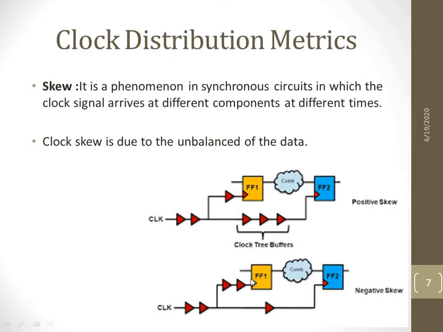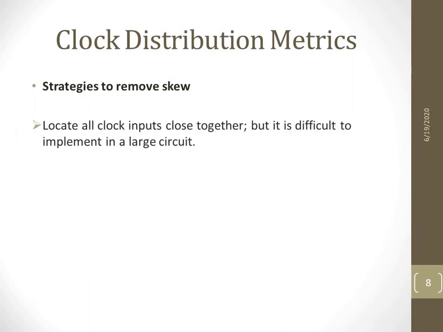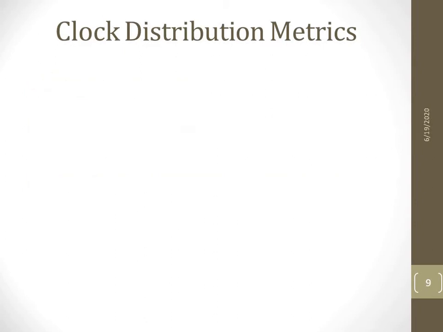Similarly, to flip-flop 1 it is arriving slower, and to flip-flop 2 it is arriving faster, so it results in a negative, so it is called negative skew. Next are the strategies to remove clock skew. How to remove it? We need to locate all clock inputs close together, but it is difficult to implement in a larger circuit. The other thing we can do is drive them from the same source and balance the delays.